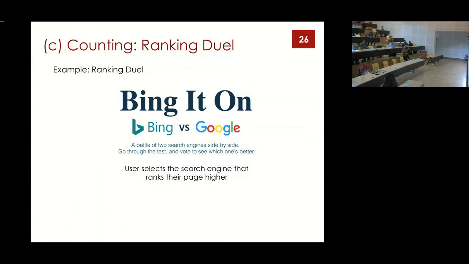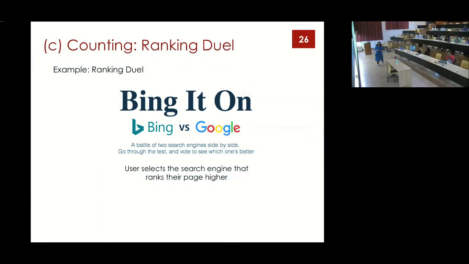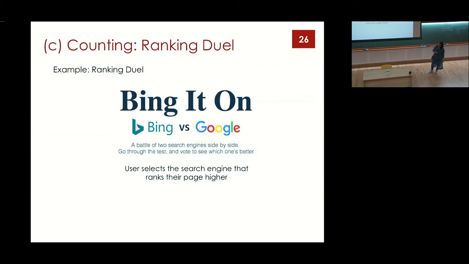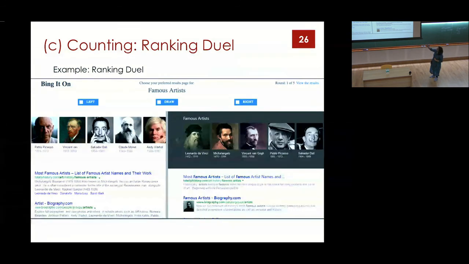I'm just going to give an example to motivate it, but not go into the details. So this is about counting, and the example here is a ranking duel. Bing organized this competition where they asked users to search for some phrase, and they showed two sets of search results. So here I searched for famous artists, and the two sets of search results were shown, one from Bing, one from Google, with all the branding removed.